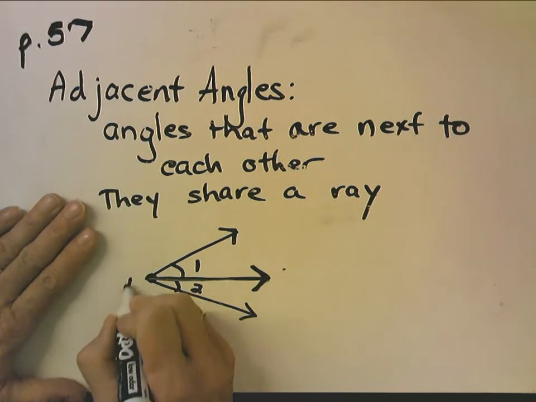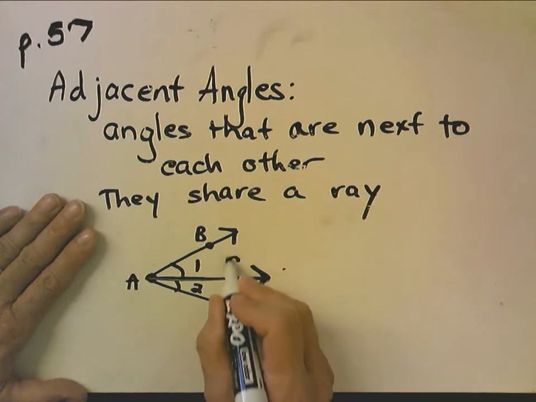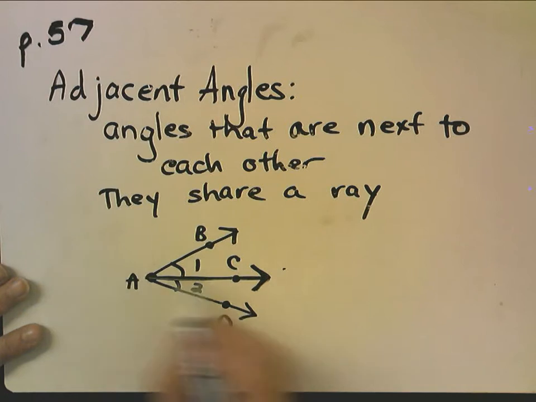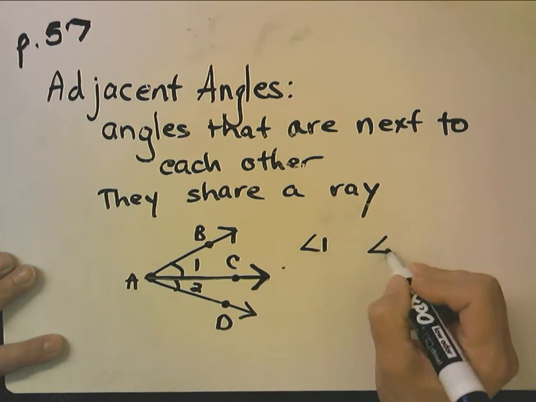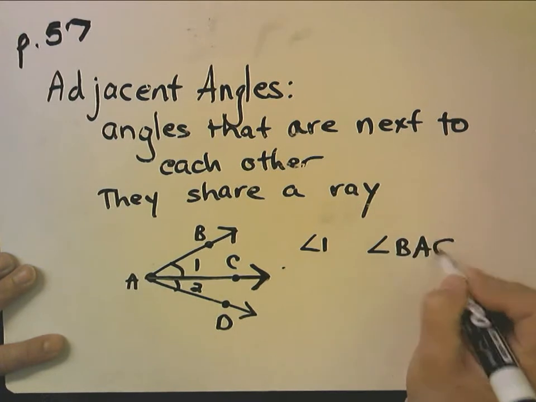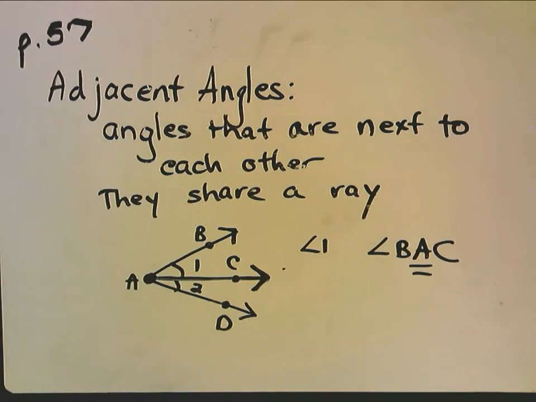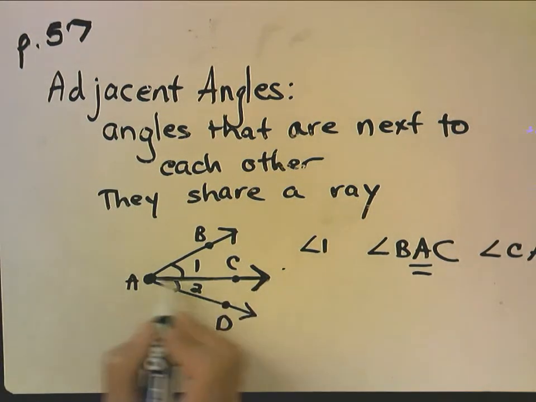Now, when we name angles, we would say this is angle 1 is the same as angle BAC. A is your vertex. A always has to go in the middle. You could also call this angle CAB. You can do CAB or BAC. That doesn't matter as long as A is in the middle.